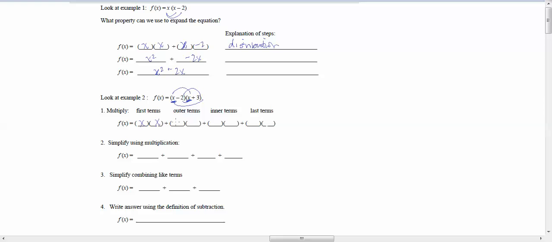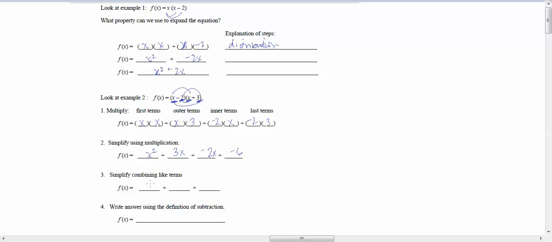The outers would be x times 3, because it's the things on the outside. The inners would be the two guys on the inside, and remember to keep that negative with the 2, so I've got negative 2 times x. And the last would be the last part of this binomial and the last part of that binomial, so that would be negative 2 times 3. Let me finish doing this. This would be x squared, this would be 3x, this would be negative 2x, and this would be negative 6.